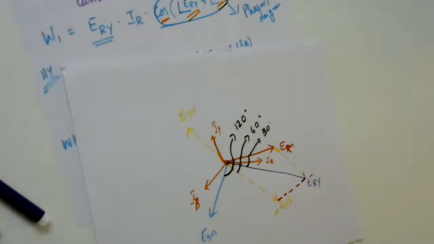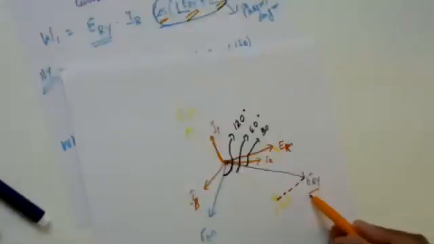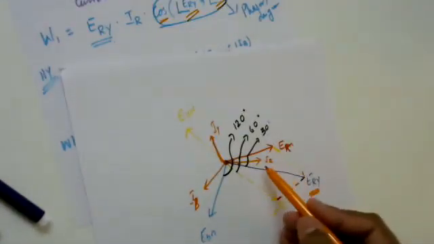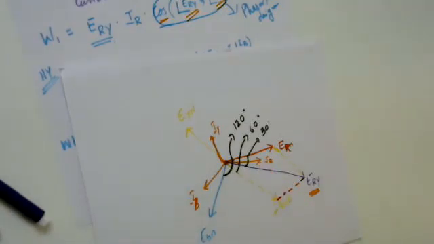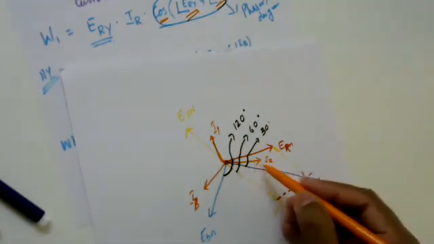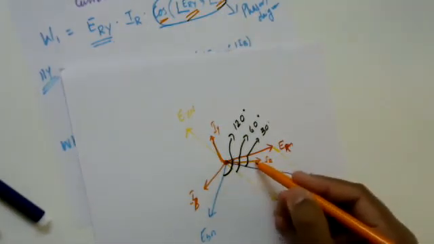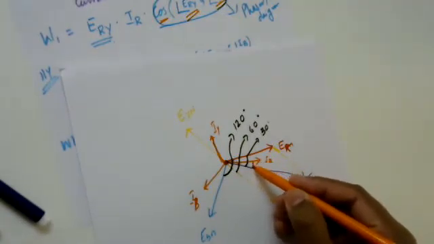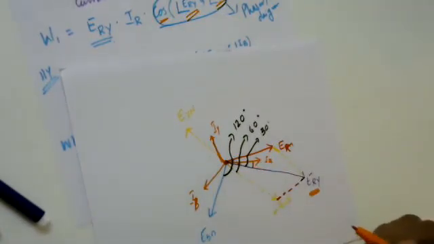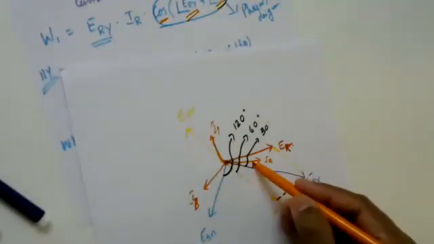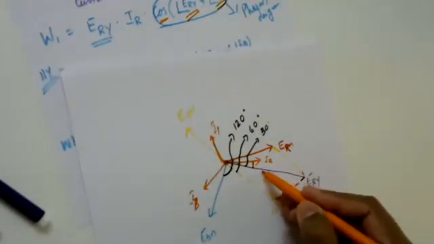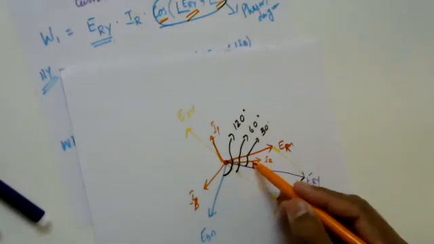Where is your ERY? ERY is here. Where is your IR? IR is here. Now what I want is the angle between ERY and IR. It means what? I want this angle. Understanding? I want this angle, the angle between ERY and IR. How to get this?